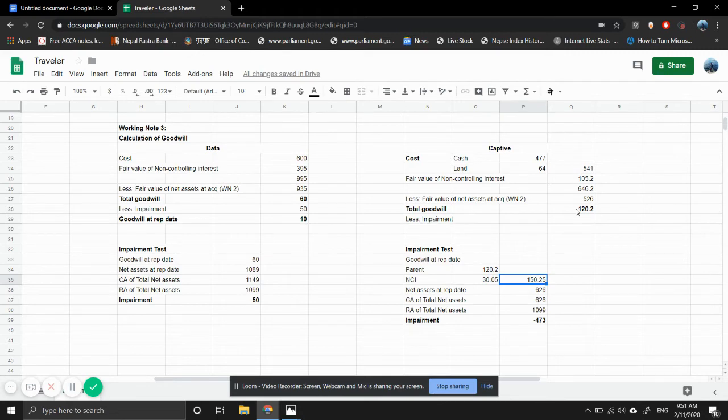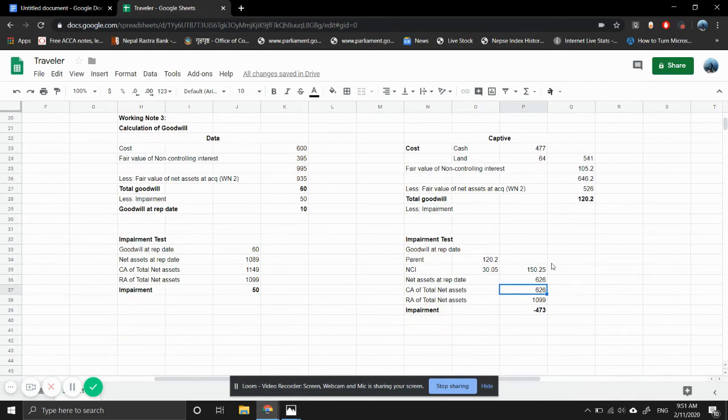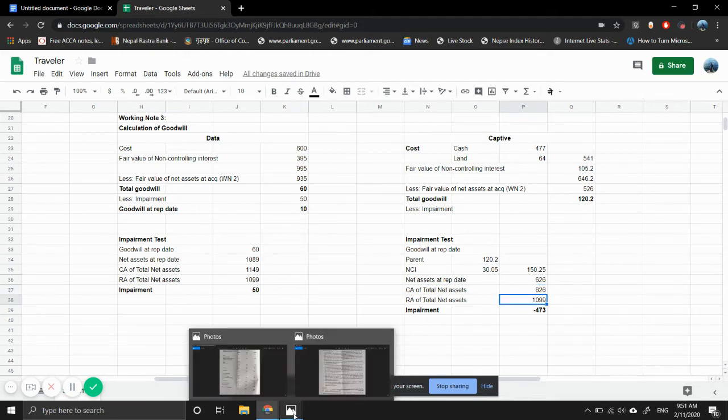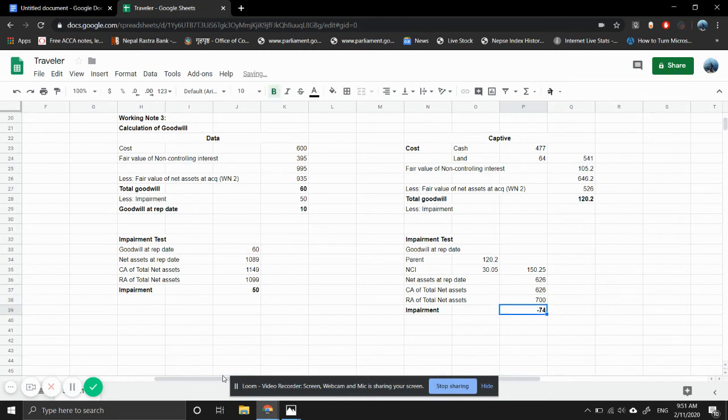So from here, what about this reporting? That's 626. Oh, this figure needs to be changed, that's why it's so high. 700. So we are just making it comparable. This impairment is minus 74, so what we need to do is this plus this. So 76.25, this is the total impairment.